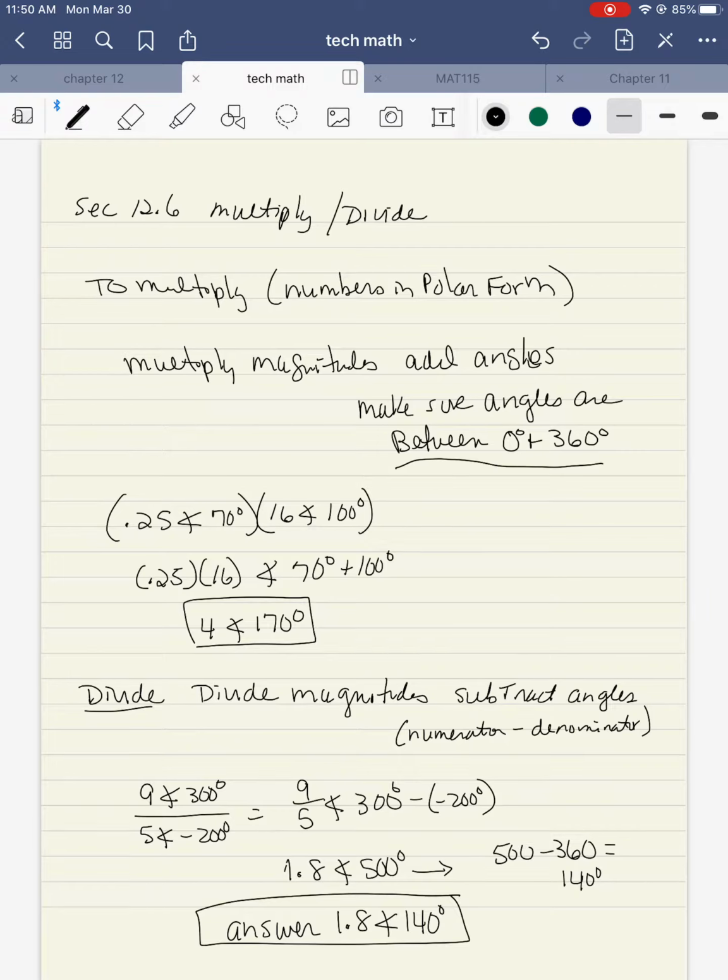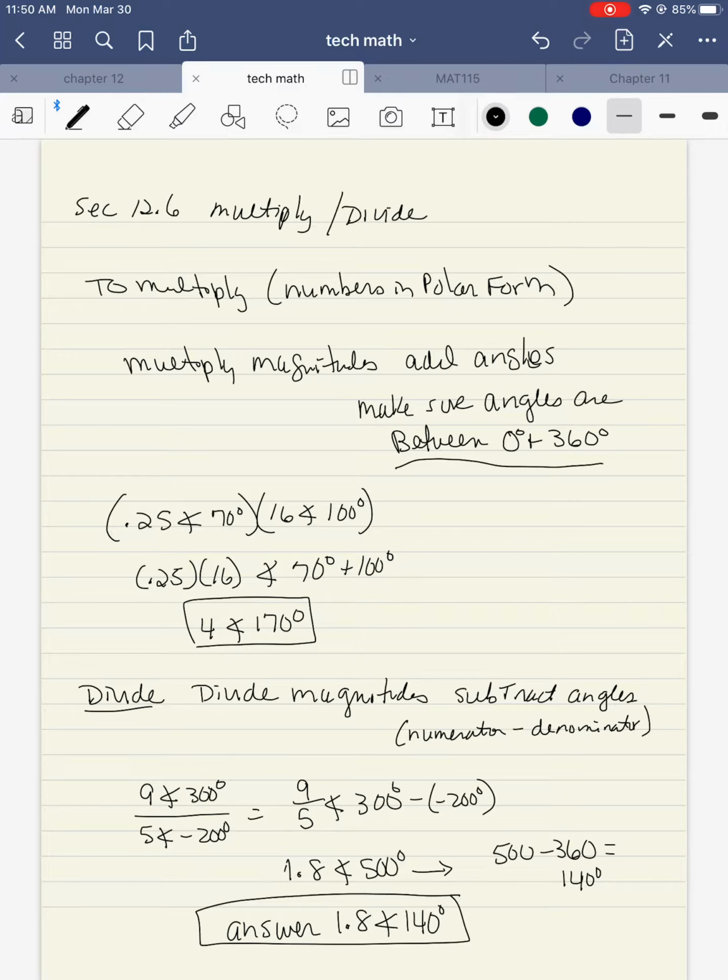If you calculate an angle that is over 360 degrees, you again just subtract it from 360 degrees and that will give you the correct positive angle. So as an example, 0.25 times an angle at 70 times 16 times an angle at 100. I multiply the magnitude, so 0.25 times 16, my angle is going to be 70 plus 100, so this comes out to 4 at an angle of 170.